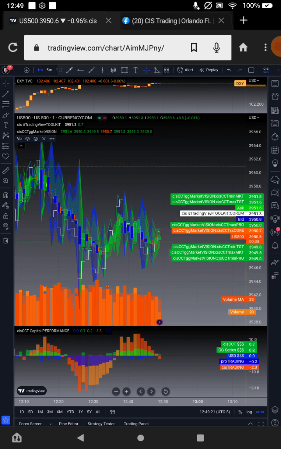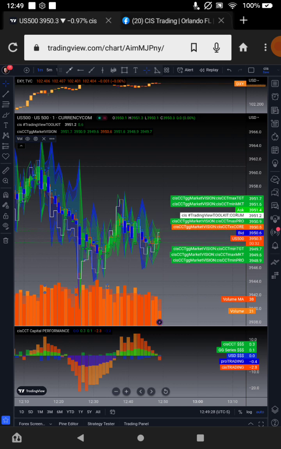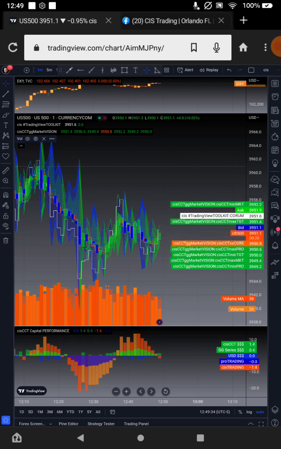Currently on this 1 minute, we're down near sort of a baseline. We've just played out a 3-bar reversal short, and it's trying to turn up. So we can just watch this and watch how this CIS GG Market Vision works.